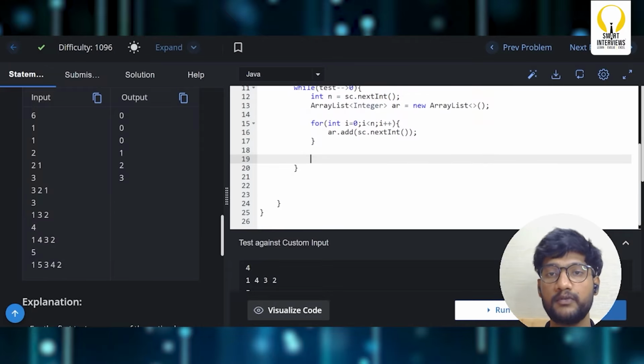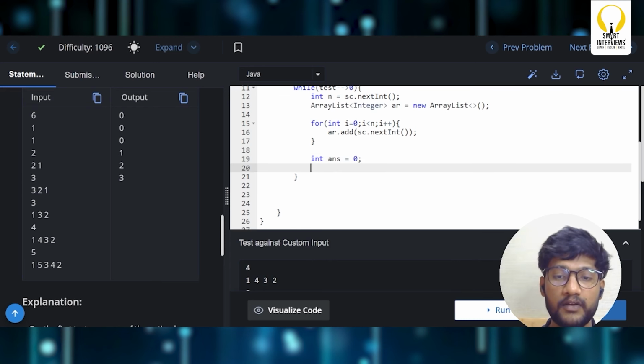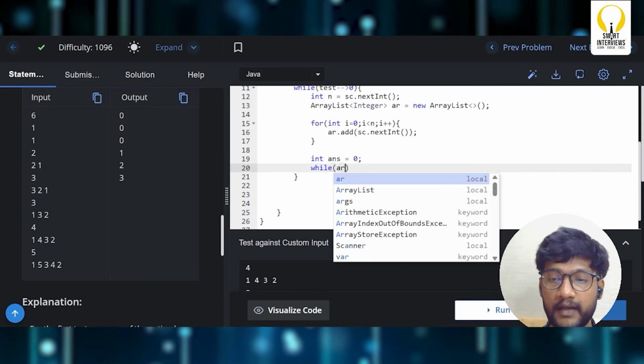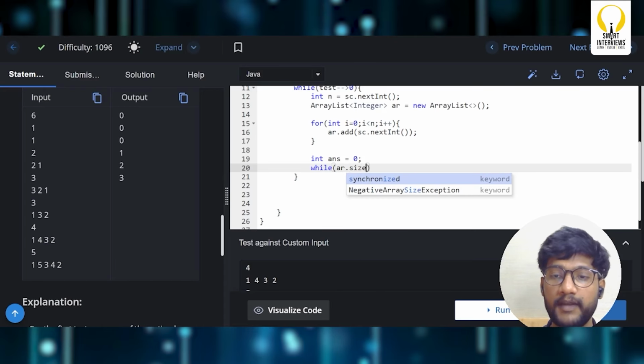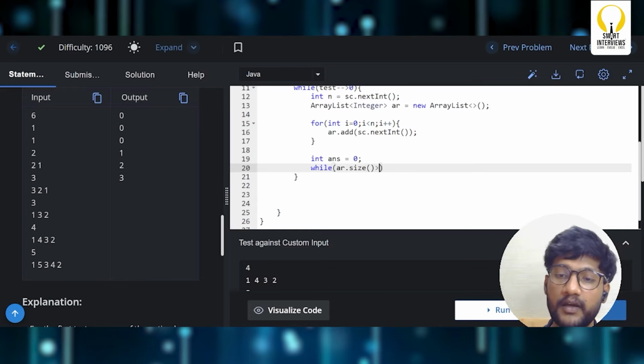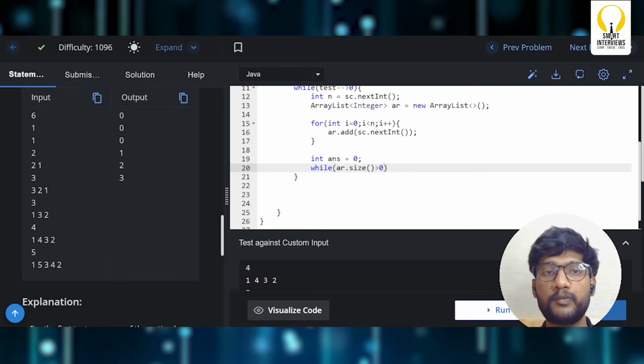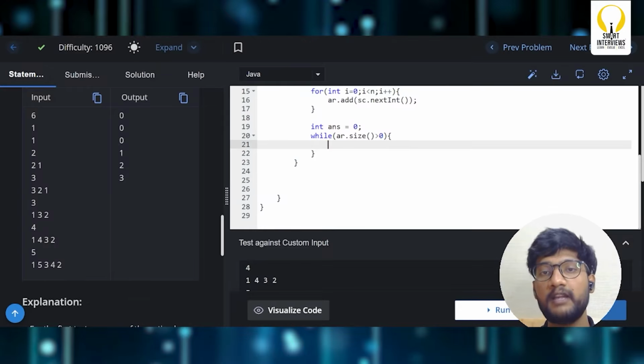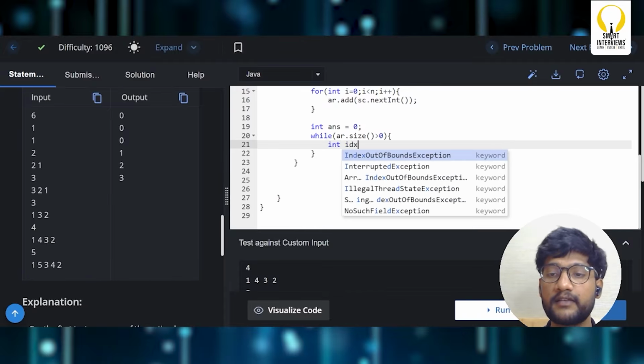After that, what are we supposed to do? Let's say we require an answer for finding the number of persons who are going to disturb. Let's say answer is equal to 0. For each and every time we are trying to remove one person until my array size is 0. So the base condition will be array.size greater than 0. If it is equal to 0, there are no persons left in my row, so it's not required. While my array.size is greater than 0, first of all, I'll find my index.